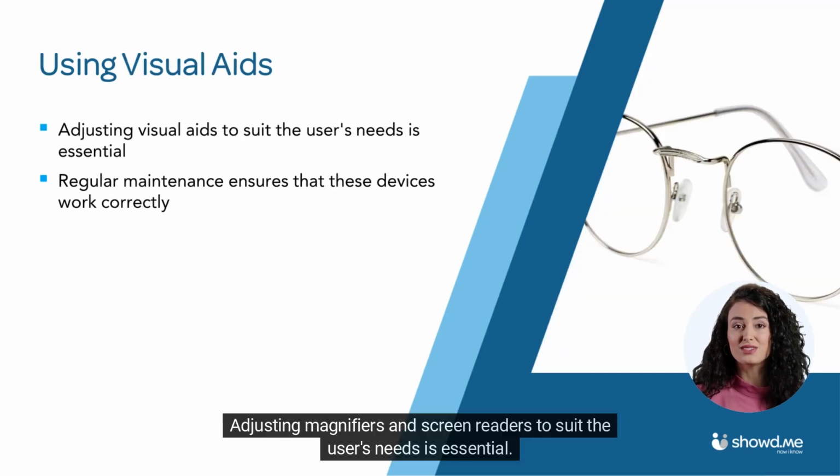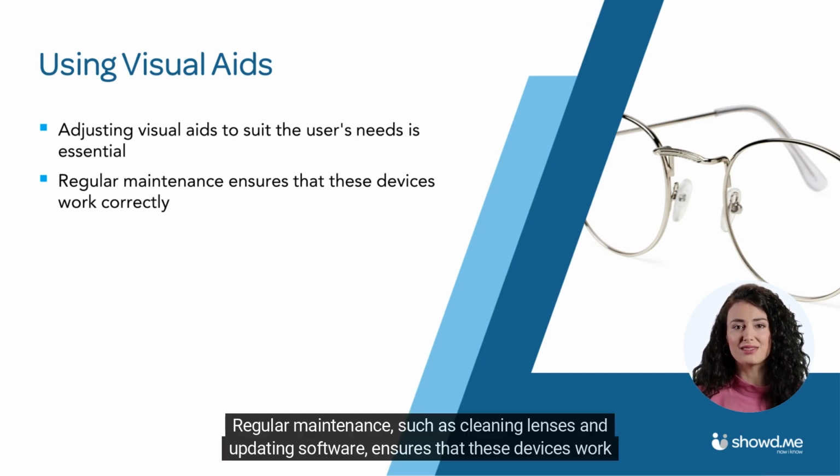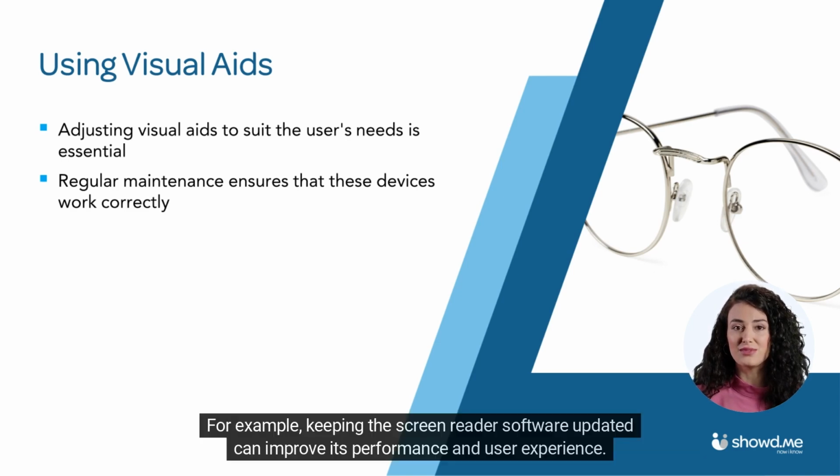Adjusting magnifiers and screen readers to suit the user's needs is essential. Regular maintenance, such as cleaning lenses and updating software, ensures that these devices work correctly. For example, keeping the screen reader software updated can improve its performance and user experience.